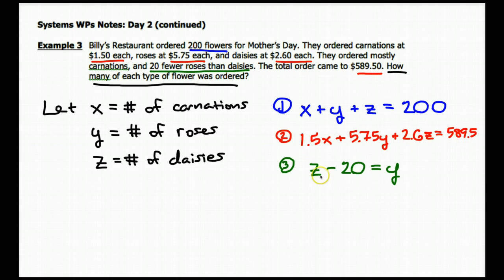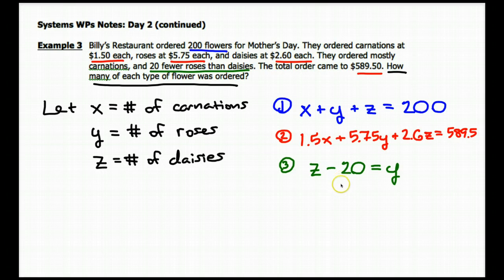And then your last equation just compares the number of roses to the number of daisies. It says there are 20 fewer roses than daisies, so if you take the number of daisies, which is z, and subtract 20, that gives you the number of roses. So z minus 20 equals y.